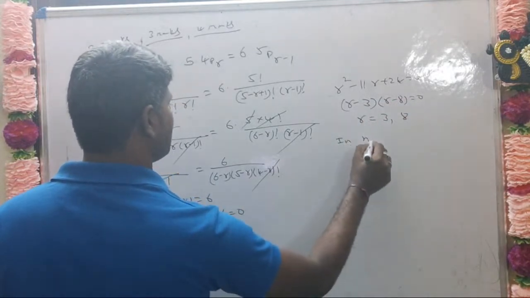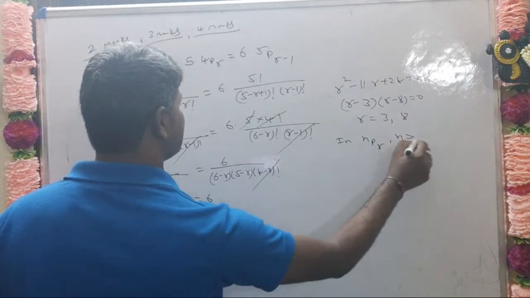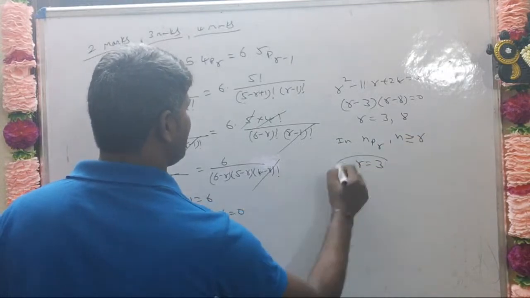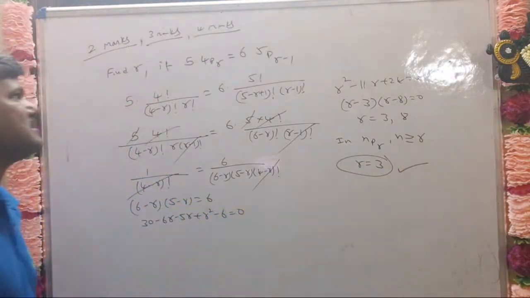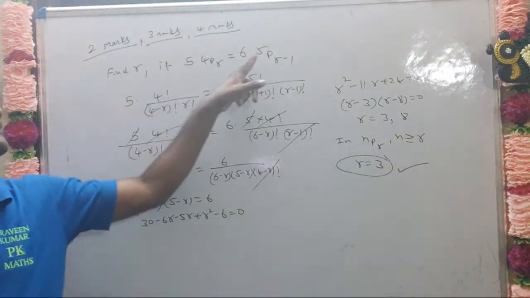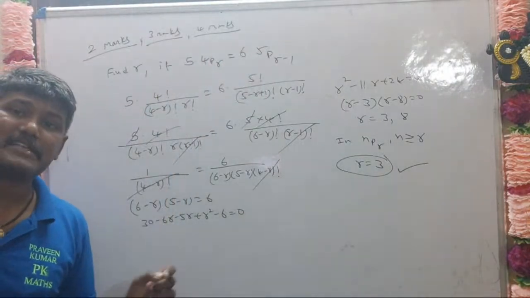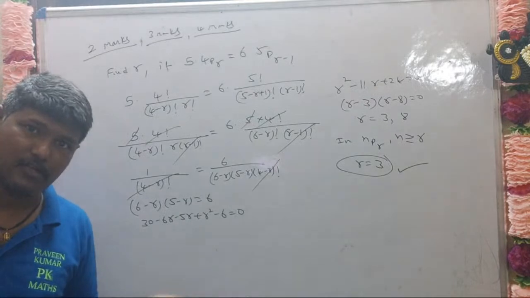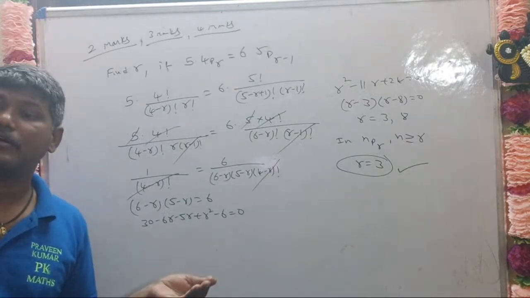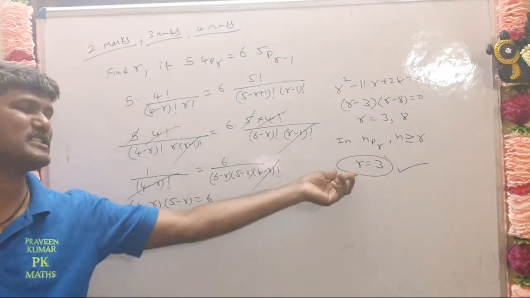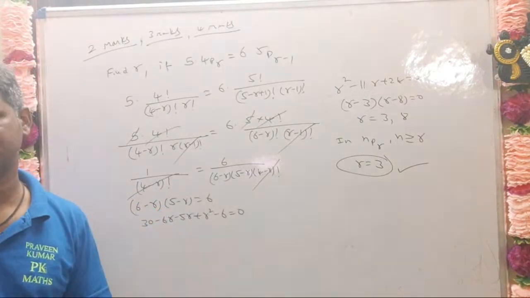In nPr, n is greater than or equal to r. So r is always 3, not 8. See, because if you observe, the n value is 4 here and 5 here. The value of n is always more than r, so you cannot take r more than n. So the r value will always be smaller. Understand? Copy it.